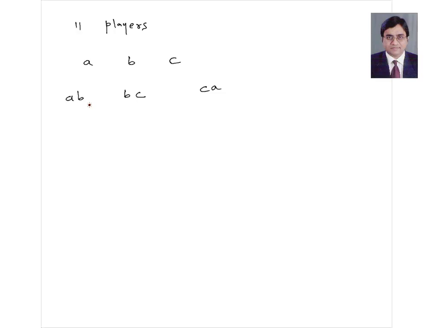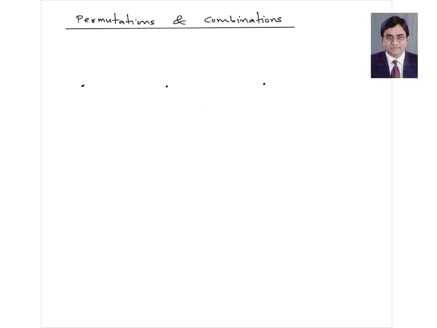But now when we start talking, that order is also important. Maybe in this team, who will come first? Who will come next? In this team, who will come first? Who will come next? In this team, who will come first? Who will come next? The moment you start doing that, you start talking about permutations. Permutations are about order, and combinations are not about order. Combinations are just about group. That is the basic idea of the two terms.